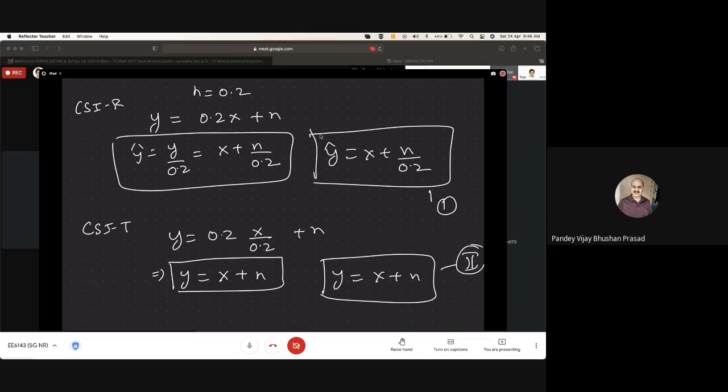First one. Why? Because noise has been reduced by H. It's divided by 0.2. 0.2 is smaller than 1. Sorry, so 2 is there. Yeah, it will give a big value.